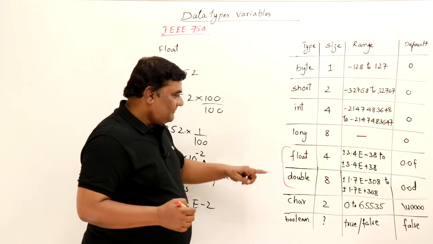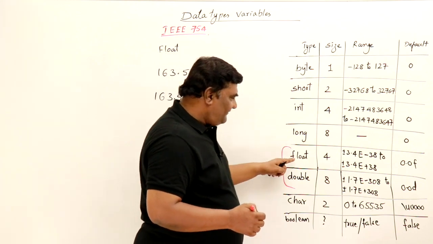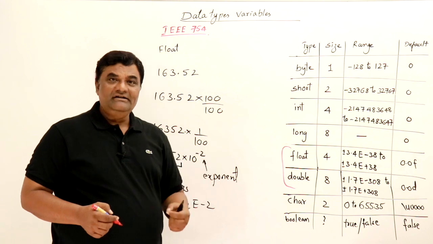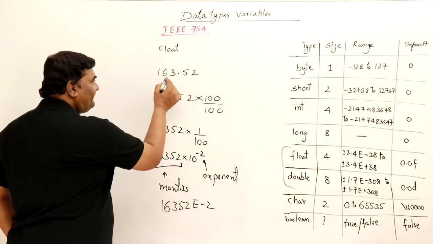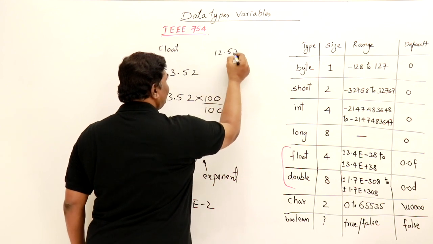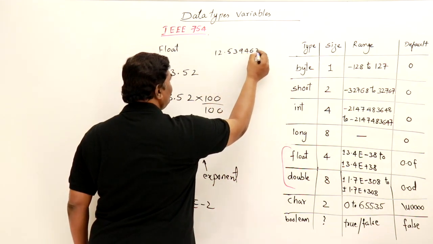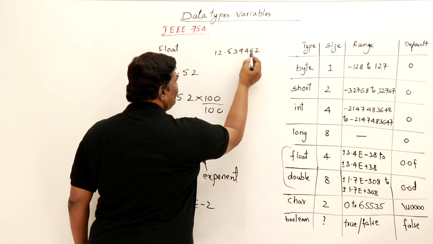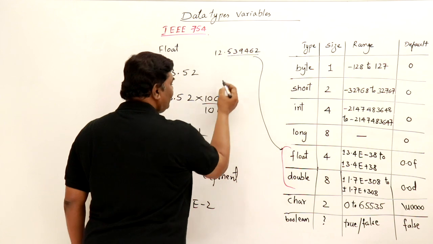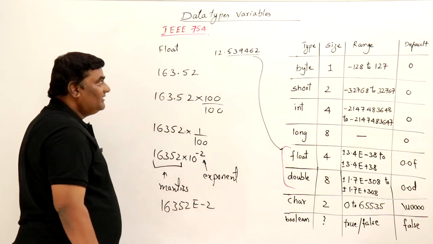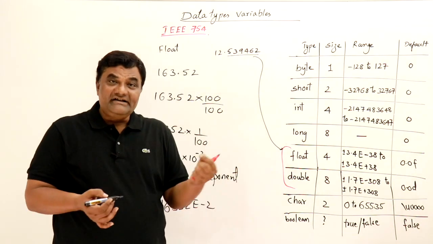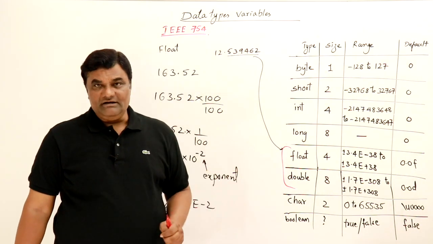Now next thing about double. So why do we have a double? If you want more precise value in decimal point, then you can go for double. Means after decimal, if you want a number like 12.539462, so 1, 2, 3, 4, 5, 6, up to 6 digits float is suitable. If you have more digits, then you can go for double. So after decimal point, if you want more precise value, more detailed value, then you can go for double.